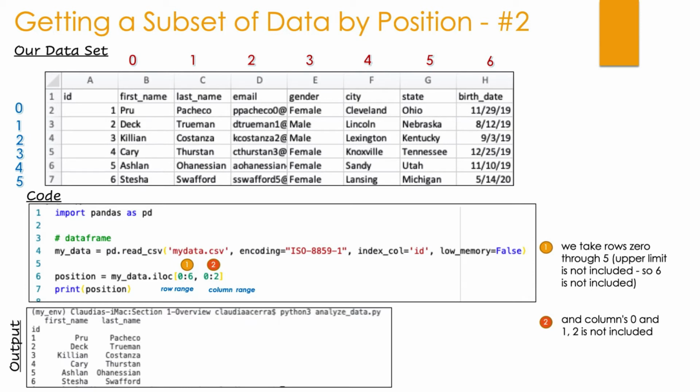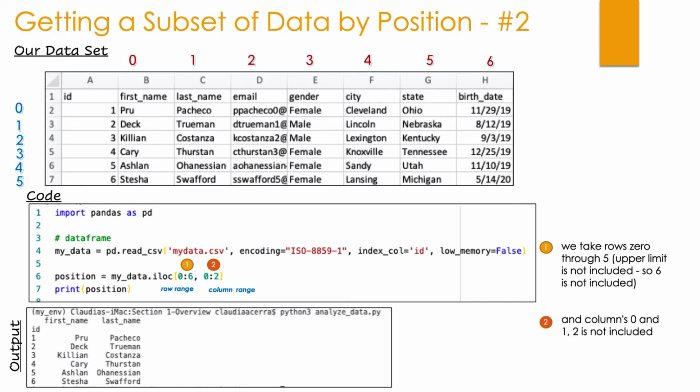And I labeled these with these blue numbers down the row and these red numbers across the column, so you could see if you get confused, it brings back 0 through 5, right? Position 0 through 5, 6 is not included, and across the top it brings back 0 and 1. 2 is not included.